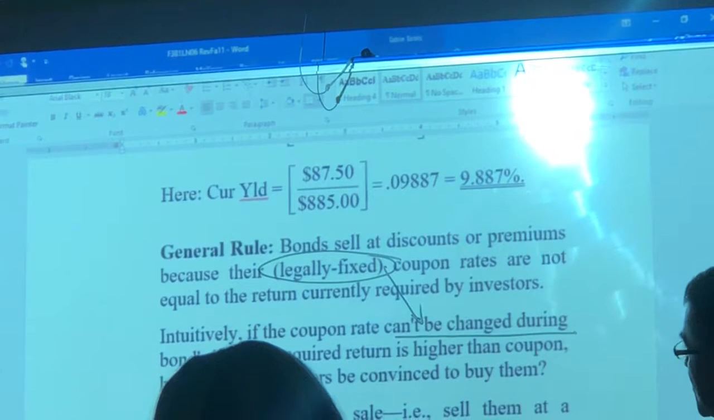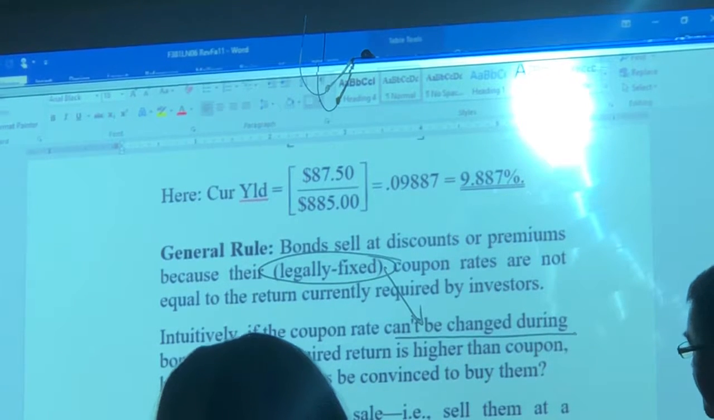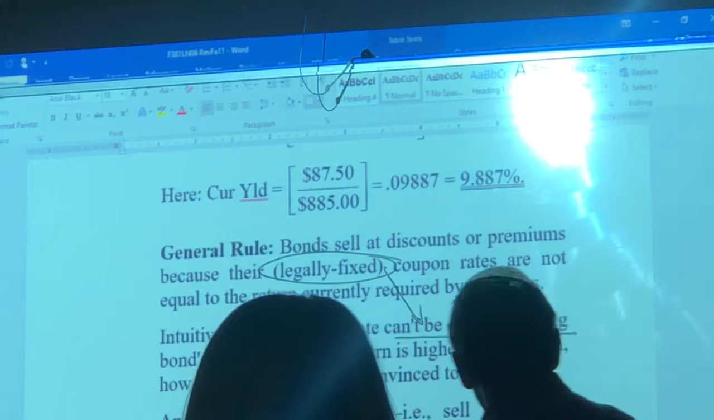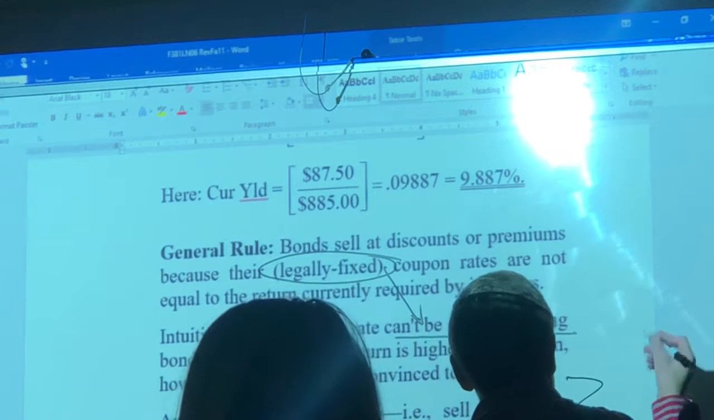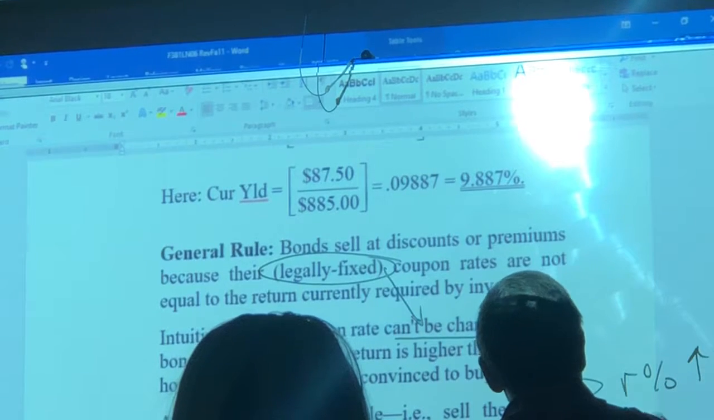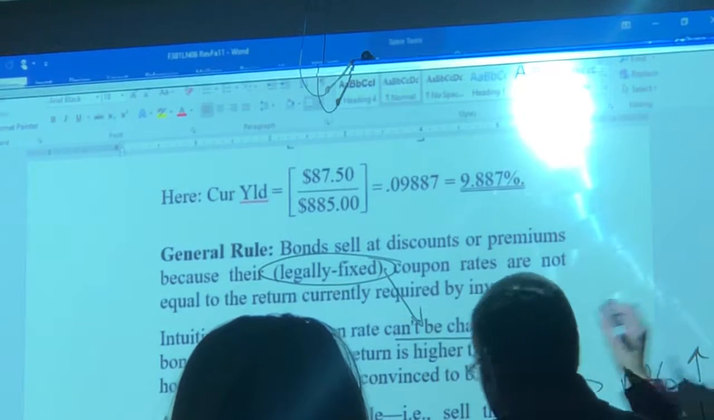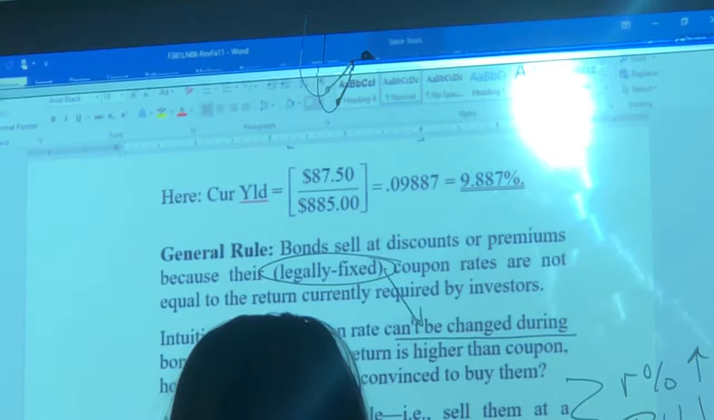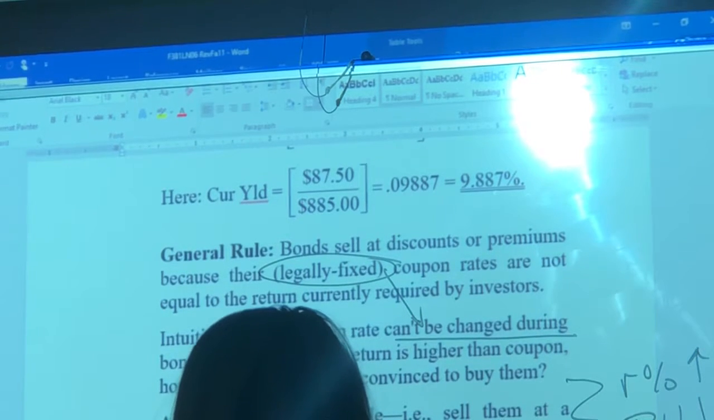There's an inverse relationship between bond prices and interest rates. And again, what do we know? R goes up. What happens to present value? Goes down. Bond price is a present value.